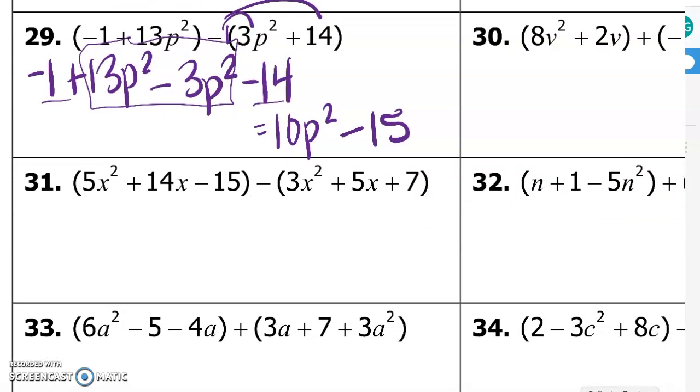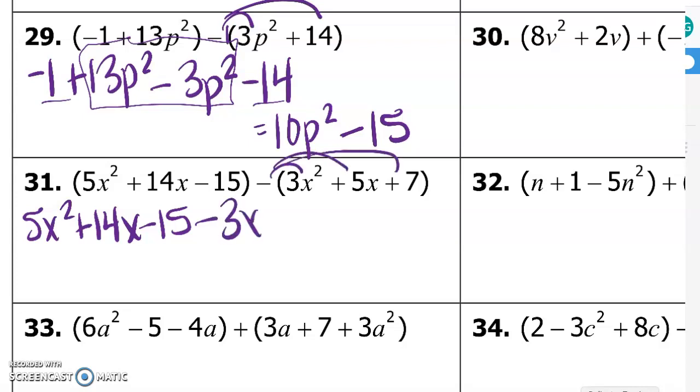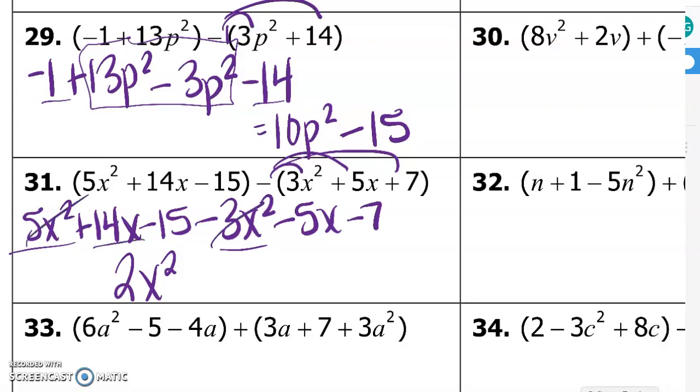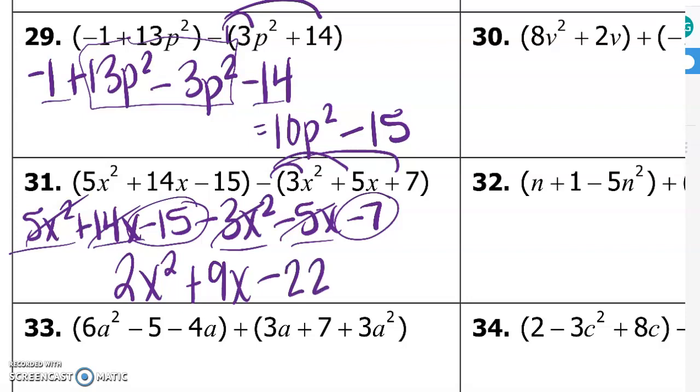31 is also subtraction, so I'm going to rewrite my first set. Then distribute the negative, so minus 3x squared minus 5x minus 7. So x squared's first, 2x squared. Then the x's, 14 minus 5 would give me 9x. And then negative 15 minus 7 is negative 22. Sorry about the interruption. 2x squared plus 9x minus 22.